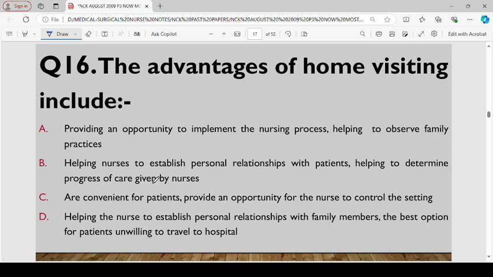Advantages of home visiting include, well, when you carry out home visiting, it's going to help the nurse establish personal relationship with the family, and it provides the best option for the patients who are unwilling to travel to the hospital, right? That makes option D the most correct answer.